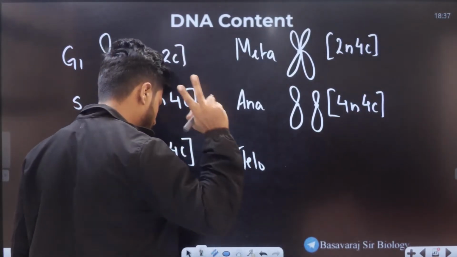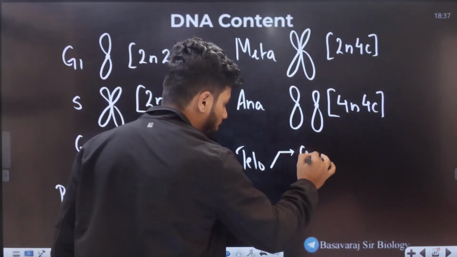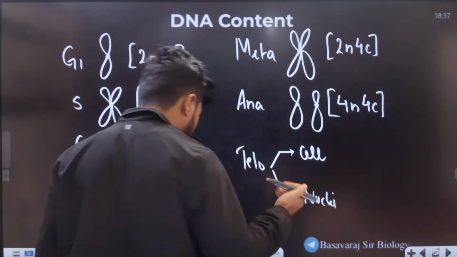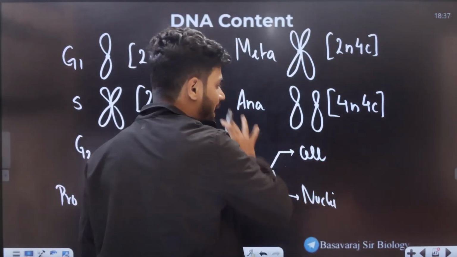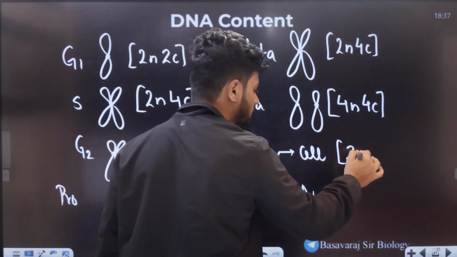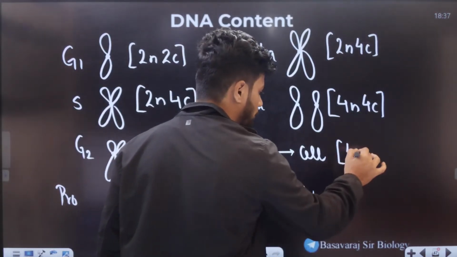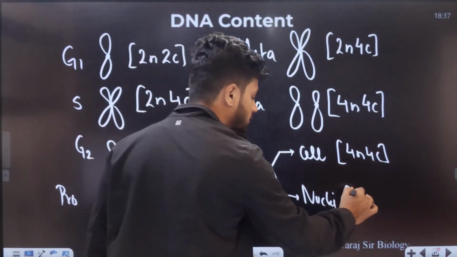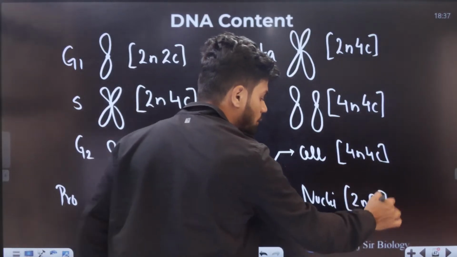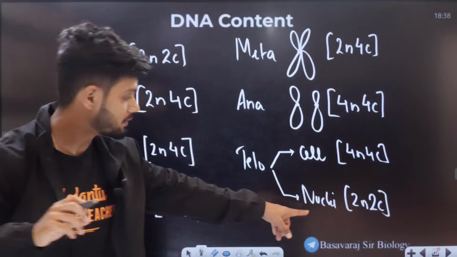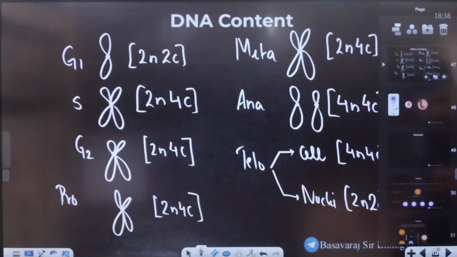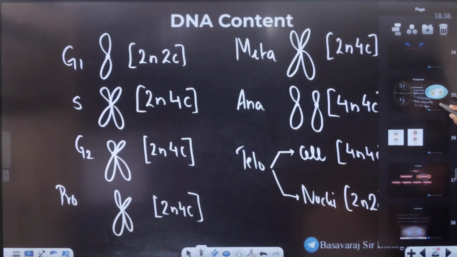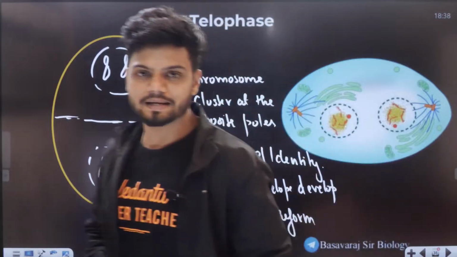Now what about telophase? In telophase, there are two things which can happen: per cell and per nuclei. The entire cell is going to be 4n 4C. Per nuclei, it is going to be 2n 2C. Why? Understand with me why 2n 2C. Let me just go back and show you. Here, this is your entire telophase.